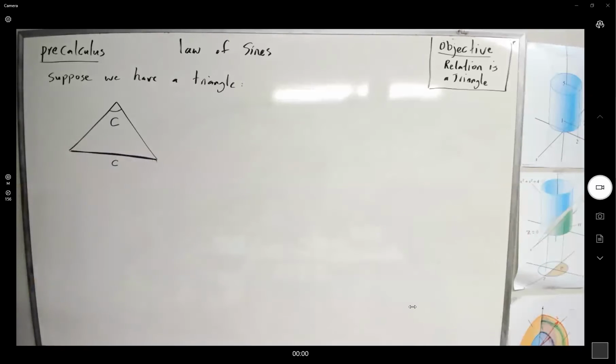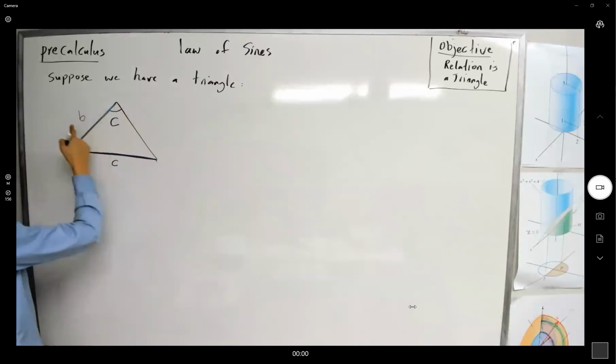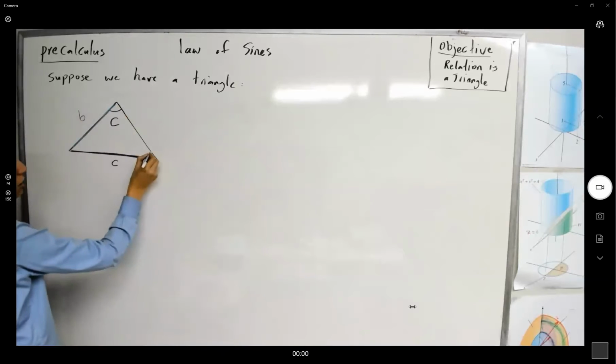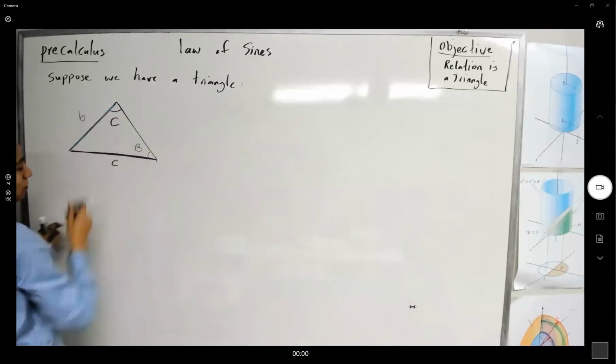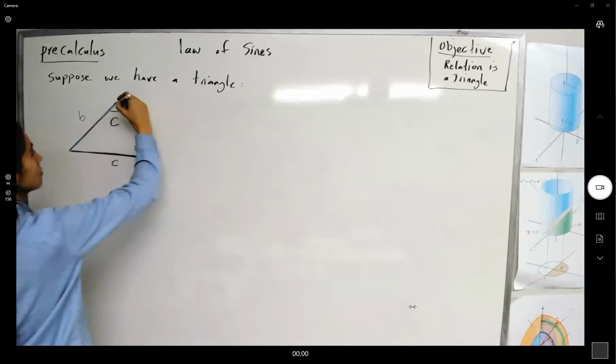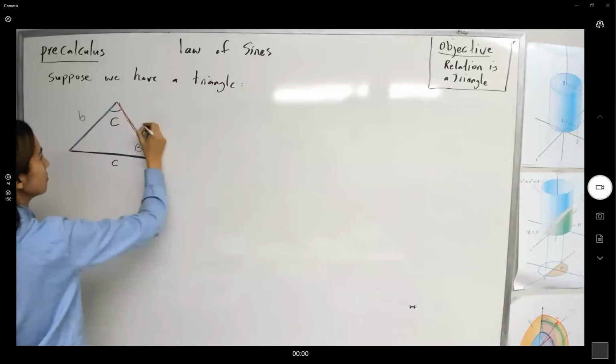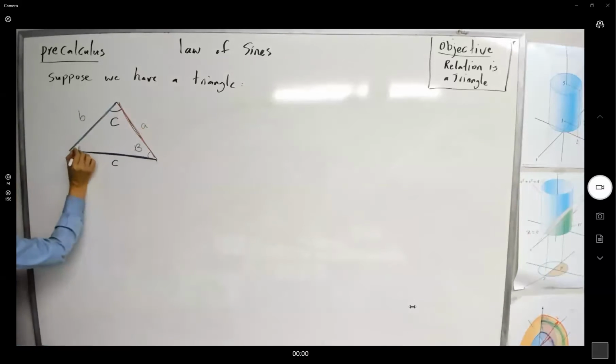And then, for example, you have your side measurement B. The angle in front of side B, let's call it capital B. And then the last side is A. And the angle in front of this side, capital A.